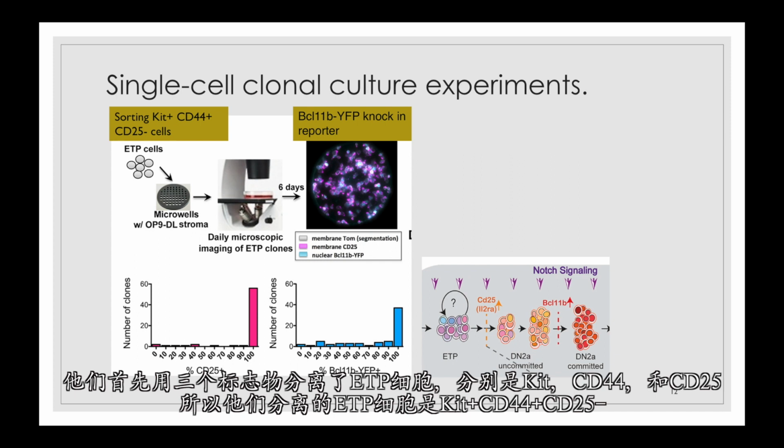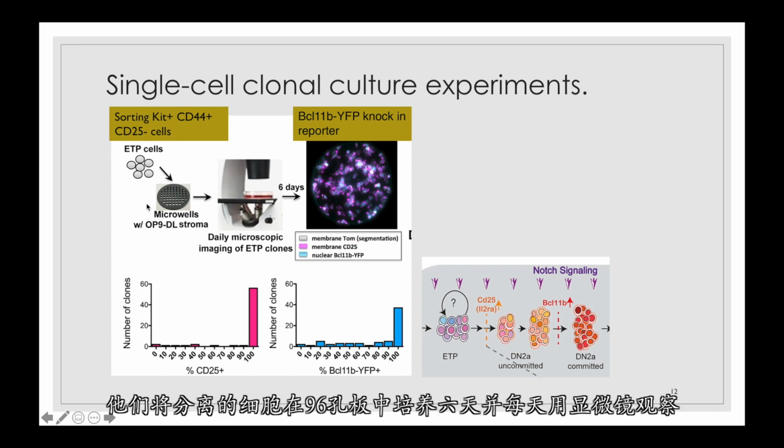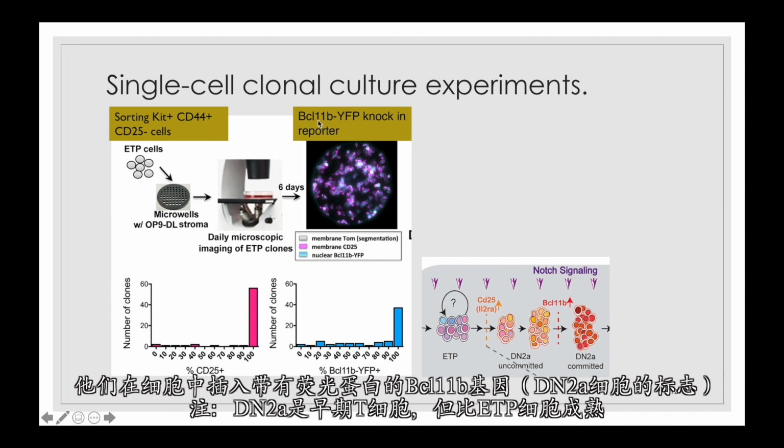Firstly, they use three markers to isolate the cells from the thymus, which are KIT, CD44, and CD25. The cells they try to isolate are KIT positive, CD44 positive, and CD25 negative. After that, they culture the cells in a 96-well plate and observe their development under the microscope every day for 6 days. And they knock in the marker of the DN2 cells, which is BCL11B, into the cells.